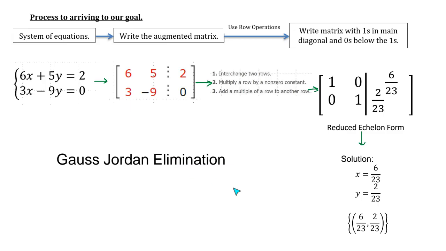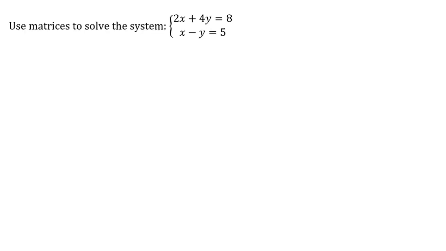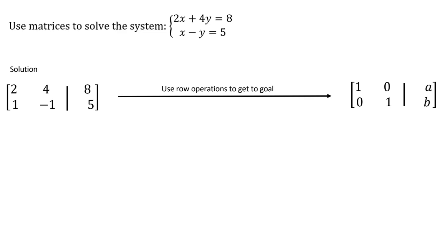Okay, so let's try some examples. It says use matrices to solve the system. So here's my system. Again, the first step is write your augmented matrix, but also you want to know what your end goal is. Your end goal is to make your system look like this, where you have ones in your diagonal and zeros everywhere else. If you can make it look like this, then your solutions would be x equals a and y is equal to b. How are we going to get to this goal? We're going to use row operations.